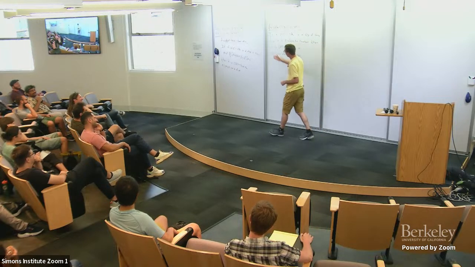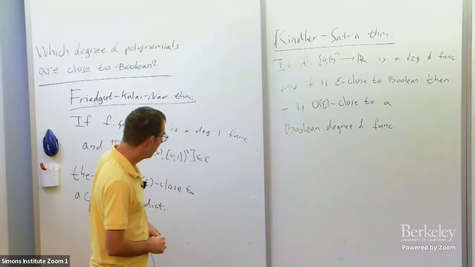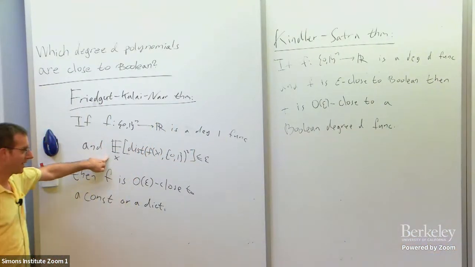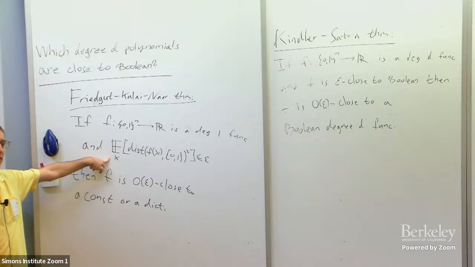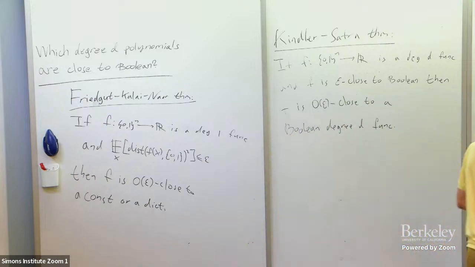Okay, so this gives one answer to which degree D polynomials are close to Boolean. Maybe nobody asked, but I'm taking an expectation over x. So what is the distribution of x? Uniform, yeah. But it makes a big difference. So what we're going to do in the rest of the talk, we're going to discuss two different distributions on the inputs. Okay. So the rest of this talk.